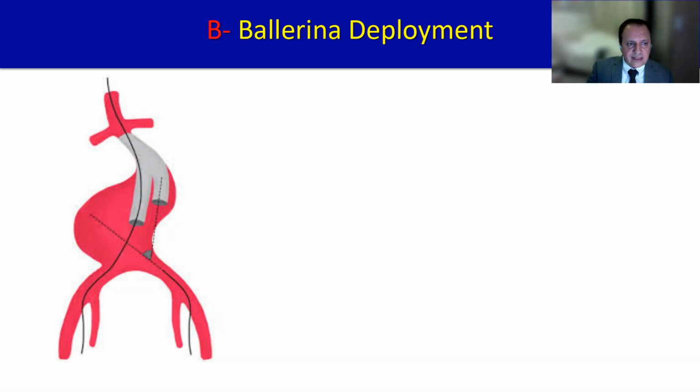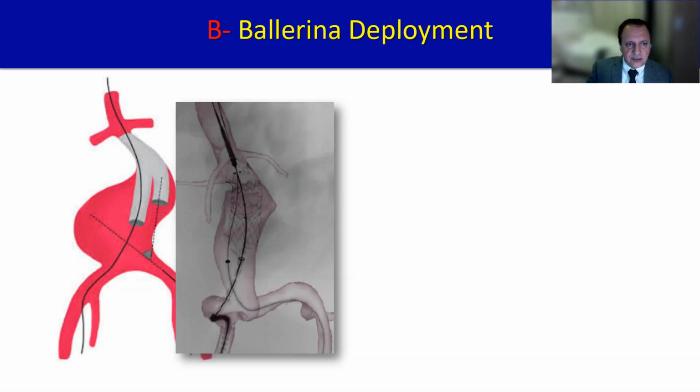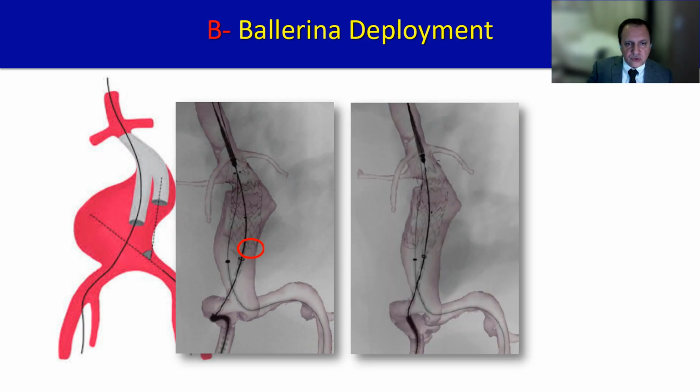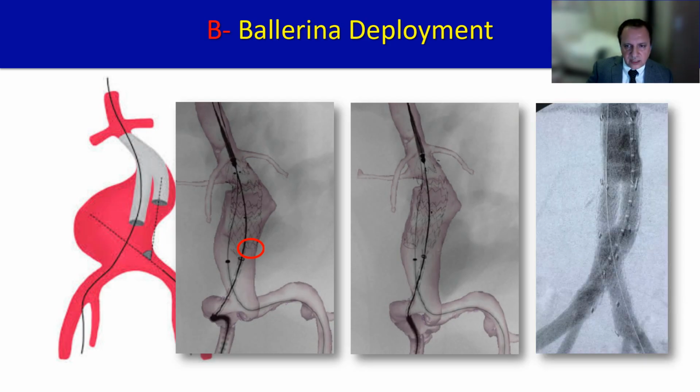But if your wires cross each other at 90 degrees like that, then if you deploy it in the standard way, it becomes very difficult to cannulate from the contralateral limb. So in this situation, it's better to deploy it in the ballerina shape, and then it becomes very easy to cannulate the contralateral limb and end with a good result.